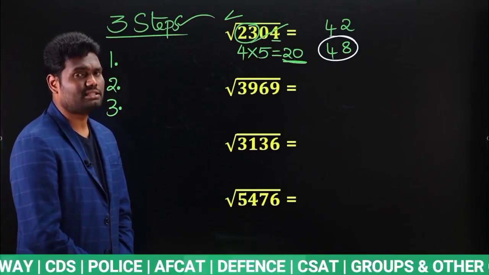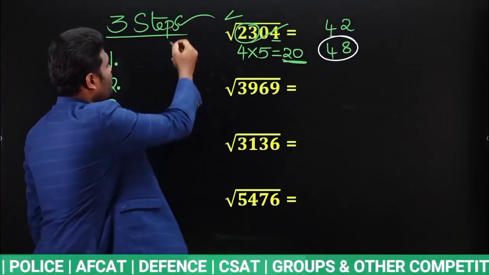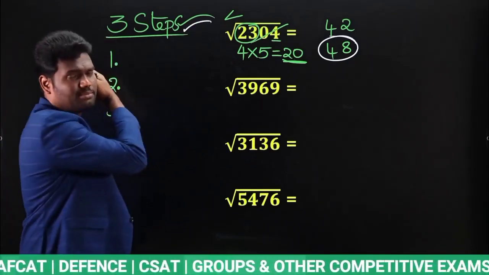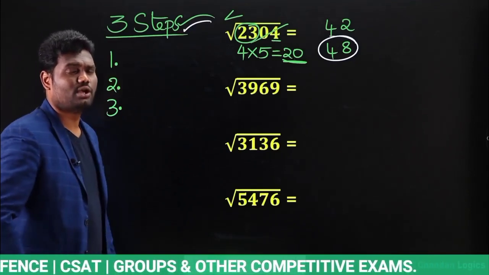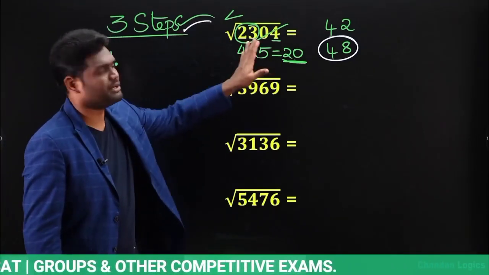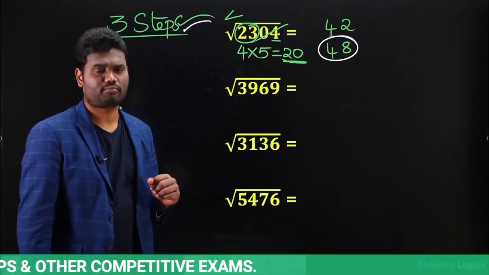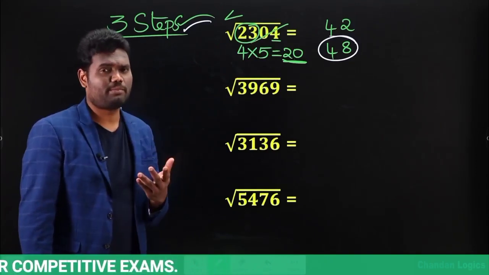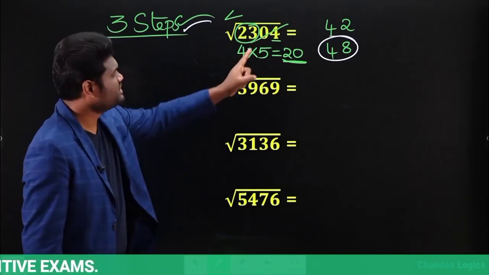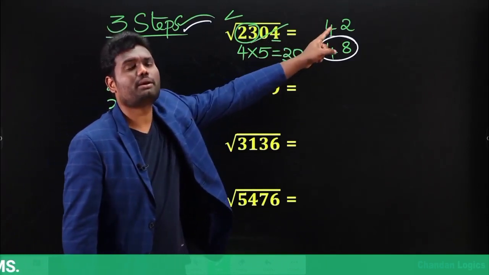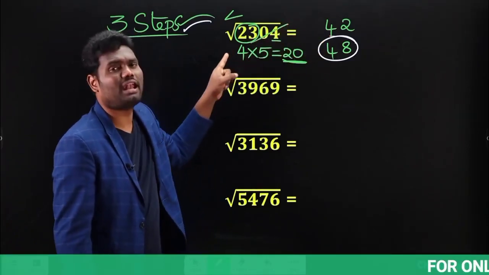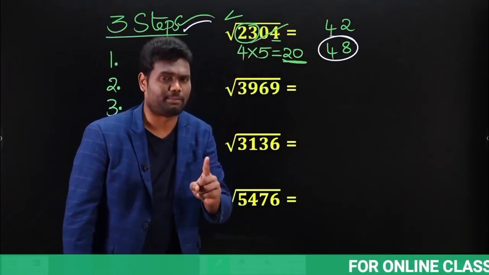Very, very simple 3 steps procedure. You just follow 3 steps. If you follow these 3 steps, automatically you can solve these questions very, very easily from an examination point of view. I am repeating these steps one more time. First step is check the last digit, note down the possibilities and strike off the last 2 digits. This is the first step.